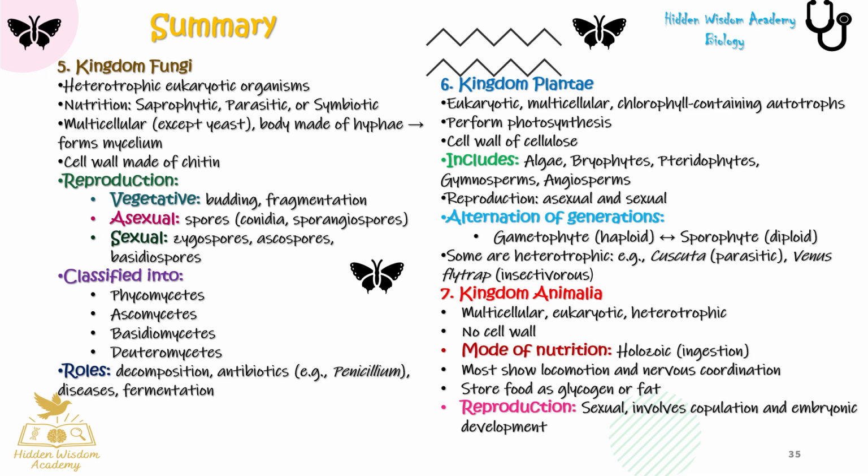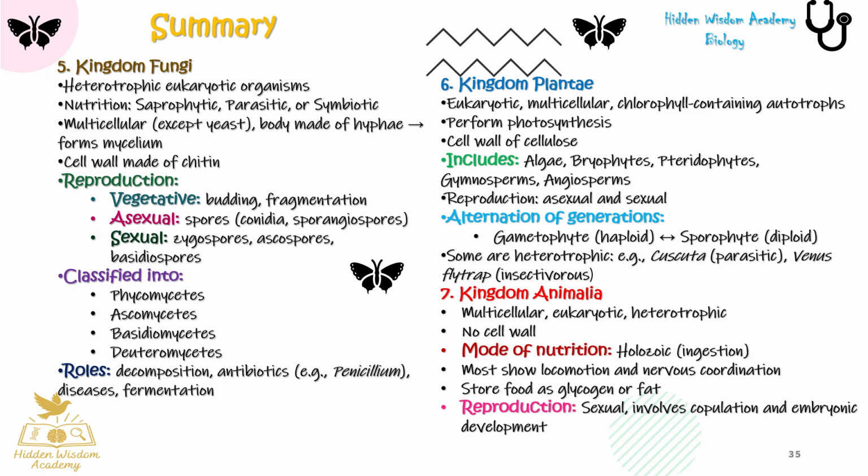6. Kingdom Plantae. They are eukaryotic, multicellular, chlorophyll-containing autotrophs. Perform photosynthesis. Have cell wall made of cellulose. Includes algae, bryophytes, pteridophytes, gymnosperms, angiosperms. Reproduction: asexual and sexual. Alternation of generations. Gametophyte, haploid; sporophyte, diploid. Some are heterotrophic. Example, Cuscuta, parasitic; Venus flytrap, insectivorous.